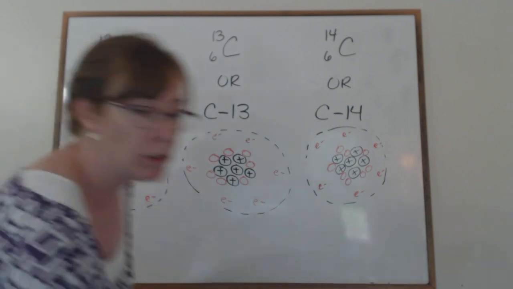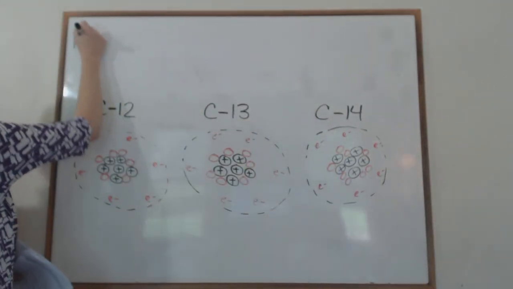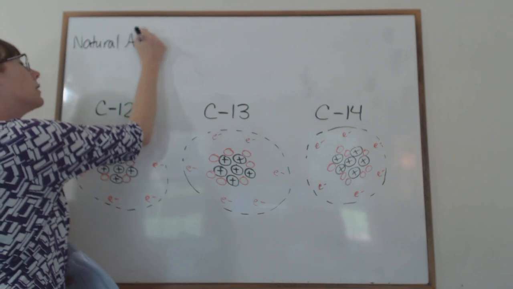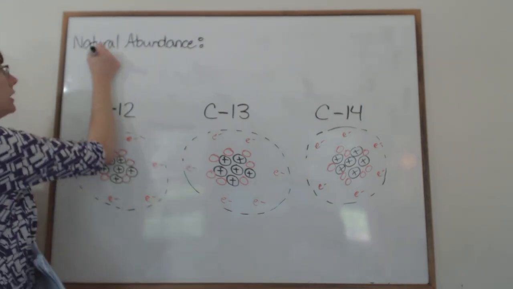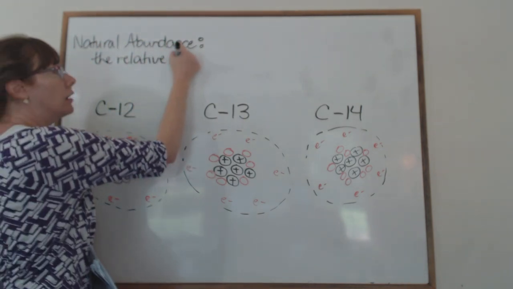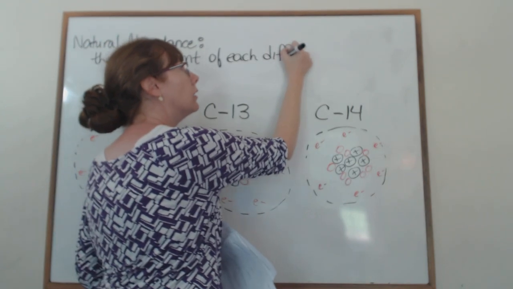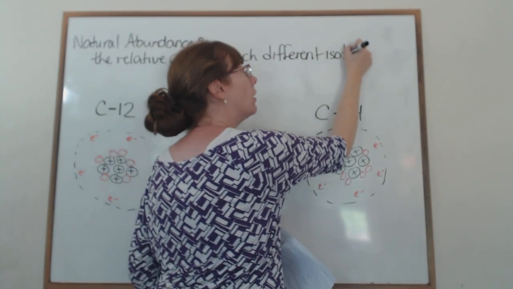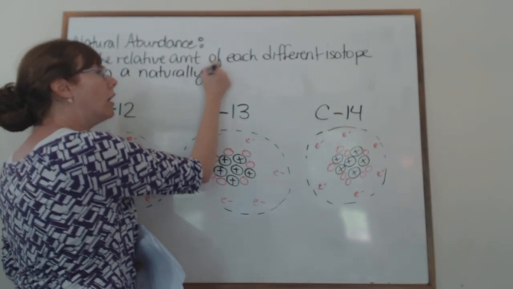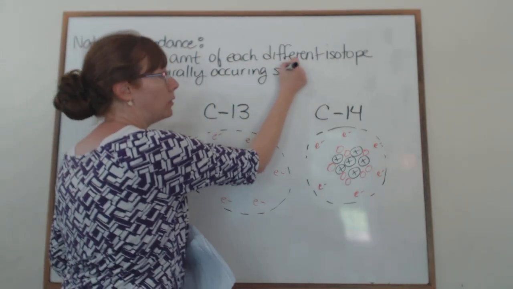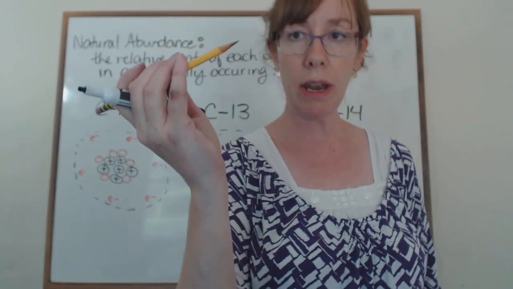is the number. Let me go ahead and write what it is up here, and then I'll write said numbers below. Natural abundance. Okay, natural abundance is the relative amount (AMT for amount) of each different isotope in a naturally occurring sample. So something like my pencil graphite, that's a naturally occurring sample. No one had to work really hard to isolate that.